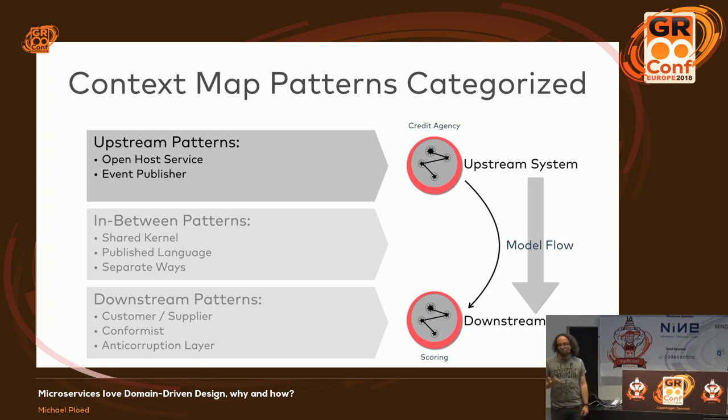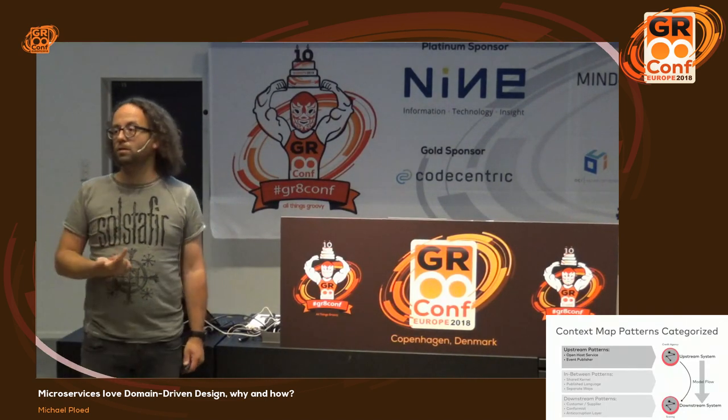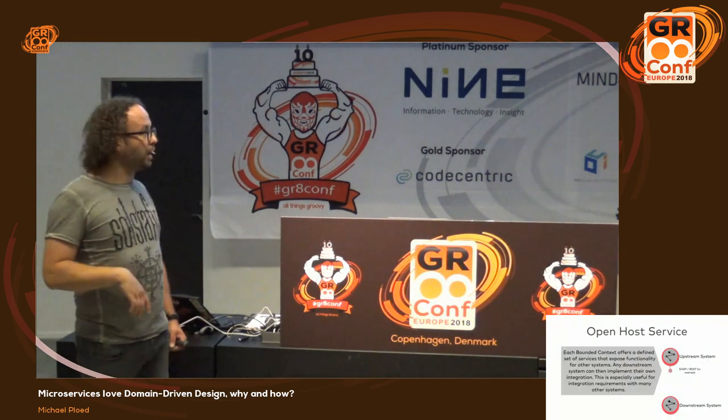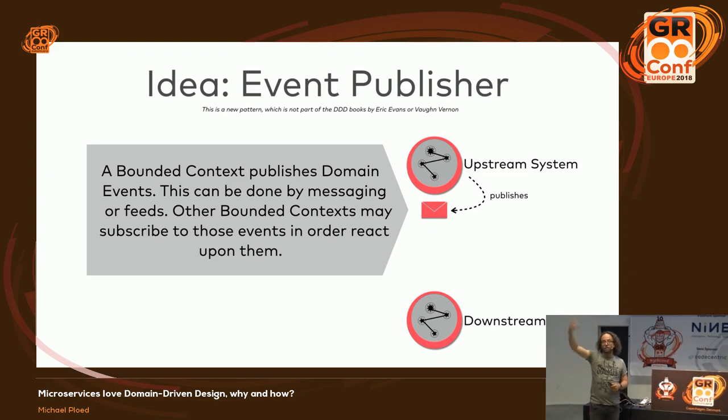However, there is also another way of collaborating with microservices, and that is event-based communication. So I added an 8th pattern to that, which is the event publisher. That's my personal idea, that I think is a good idea to have in there as a pattern. When some system just publishes domain events, it says, hey, I've scored an application, I've declined a credit application, someone has submitted a new credit application, stuff like that. And others react on that. So if you want to go for choreography as an integration style, that pattern might come in handy. Now, that's the upstream side.